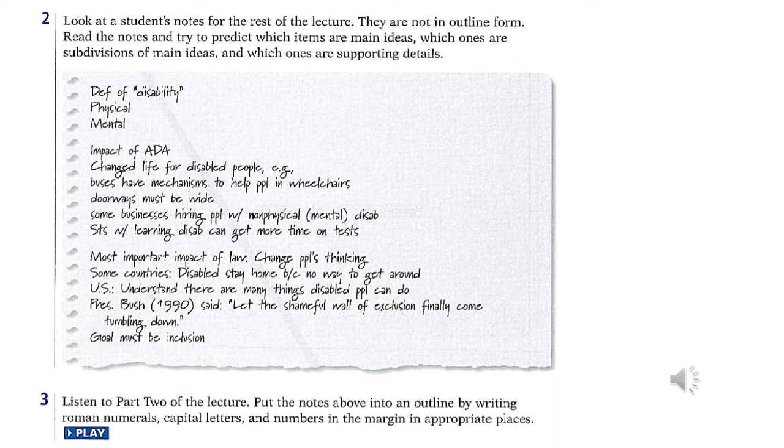This law has changed life for thousands of disabled people across the country. If you've ridden a public bus in an American city, for example, you know that they all have special mechanisms to help people in wheelchairs get on and off the bus. And doorways have to be wide for the same reason, so that people in wheelchairs can easily get in and out of buildings. And as for non-physical disabilities, did you know that some businesses are actually starting to hire some people with mental disabilities if they're capable of doing a particular job? And students with learning difficulties can get help, such as extra time on tests.